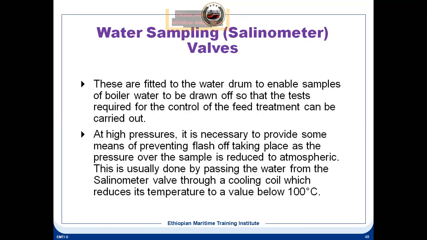And this boiler water, if it is suddenly allowed to come into atmospheric pressure, it will immediately flash off into steam because it is coming at a temperature of maybe 160 or 180 degrees centigrade. So you require to pass this boiler water through a small cooler or a cooling coil, which will bring it down below the boiling point of water at atmospheric pressure, which is 100. Once it comes down below 100, then you can easily take the sample.